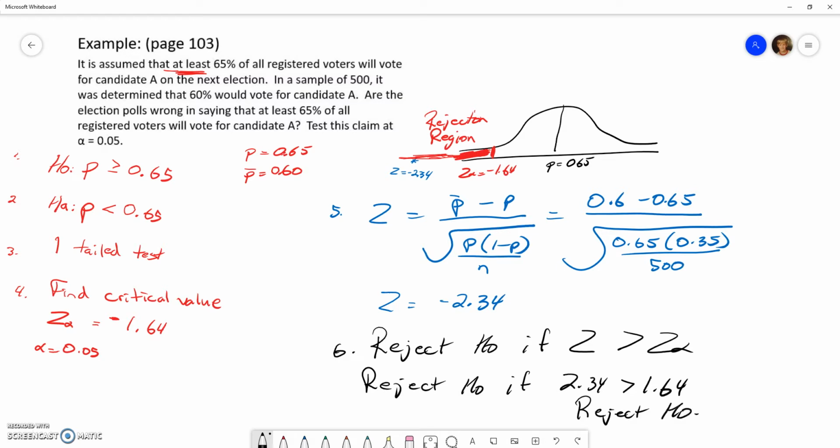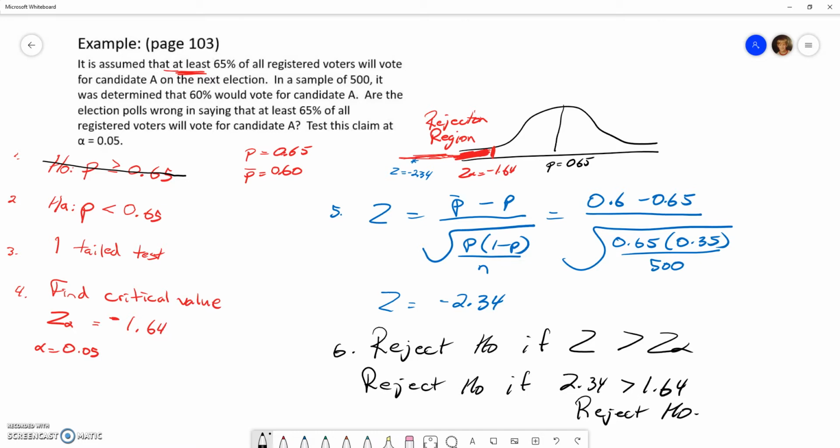the null hypotheses, which basically gives us permission to cross this out, and we are left with the statement that it's less than 65% of the people that are indicating that they would vote for candidate A.